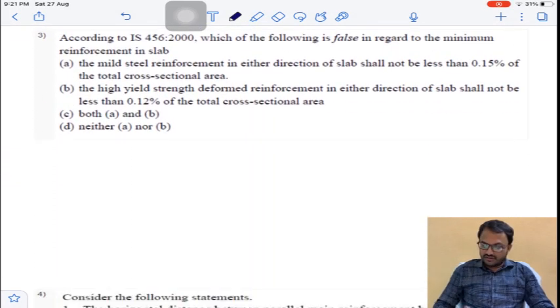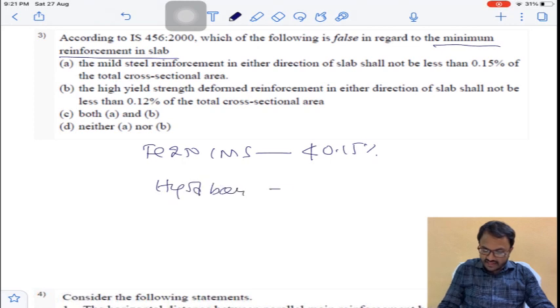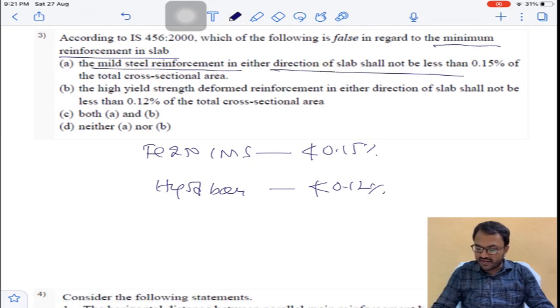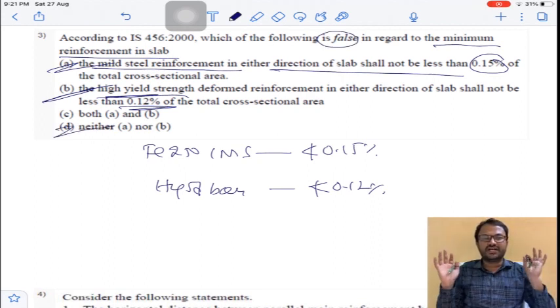Next question. Regarding minimum reinforcement in the slab, he has given a few statements, A and B. If we use Fe250 steel or mild steel, it should not be less than 0.15%. If we use HYSD bars, it should not be less than 0.12%. Mild steel in either direction 0.15 is correct. HYSD 0.12% is also correct. We need to find the false statement, so no option is false. Neither A nor B is false.